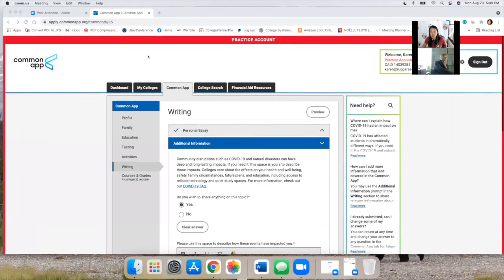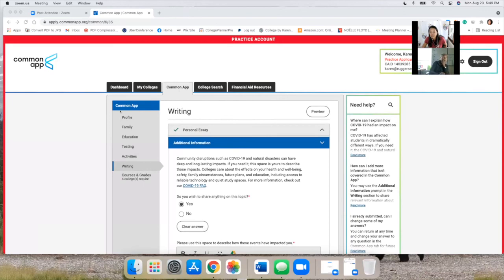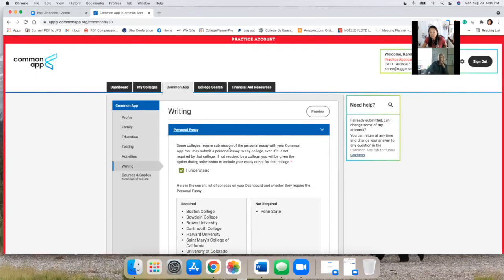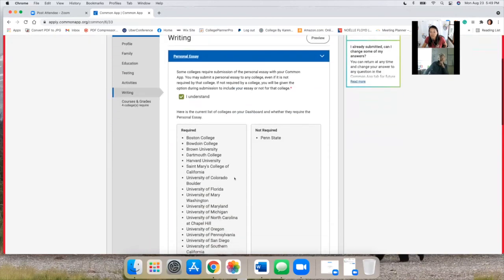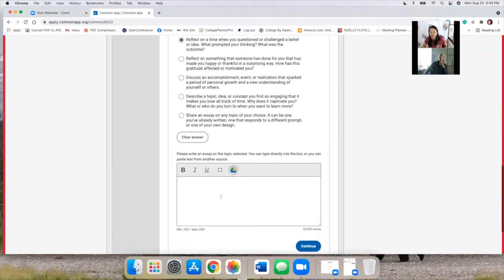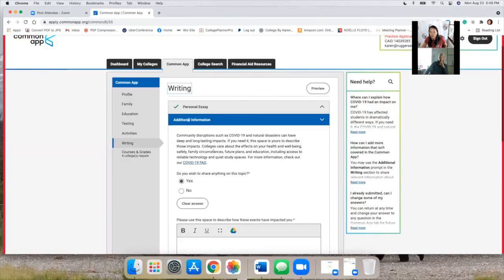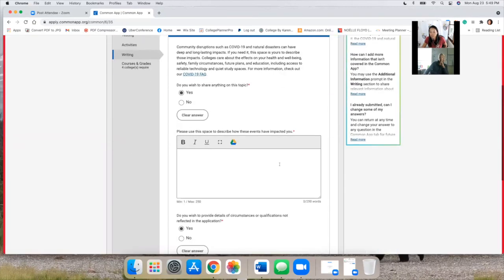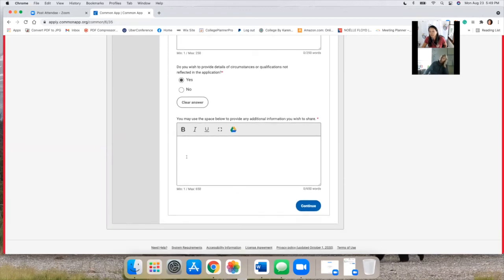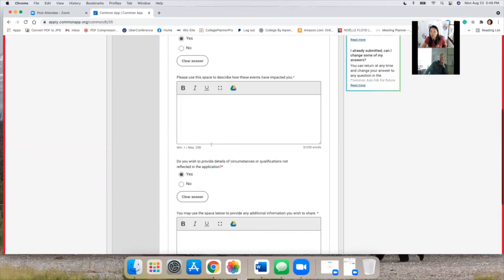Someone wrote, where's the COVID effects writing question? It is under the writing section, so I'll just show it again. On the screen, we're under that Common App tab, under writing. This first section is the personal statement, the personal essay that Kate went over. If you go down, you copy and paste your essay, and right underneath it is additional info. This first section is the COVID impact one, and then this is for any other info that you want to share.